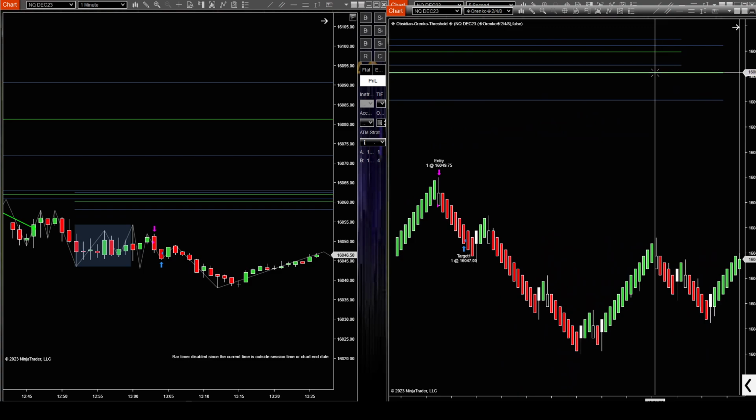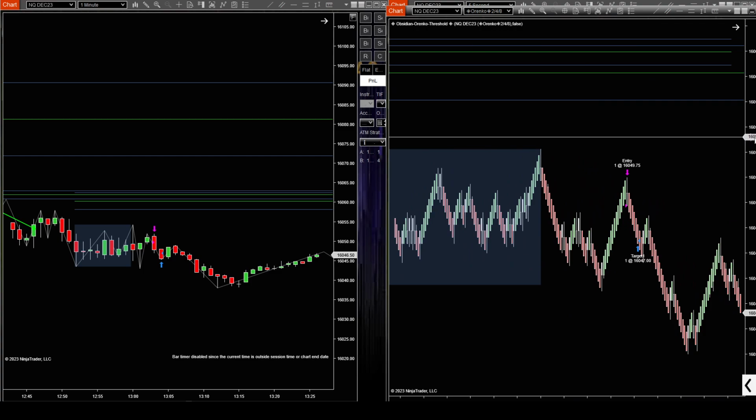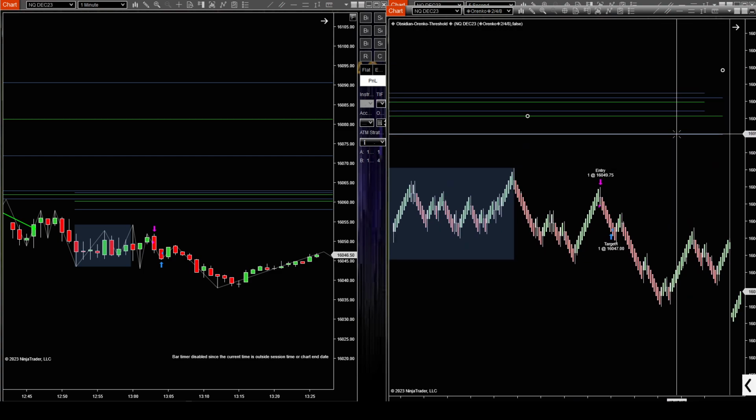Why does NinjaTrader not have a Control Z function? That's the worst idea they've ever done.